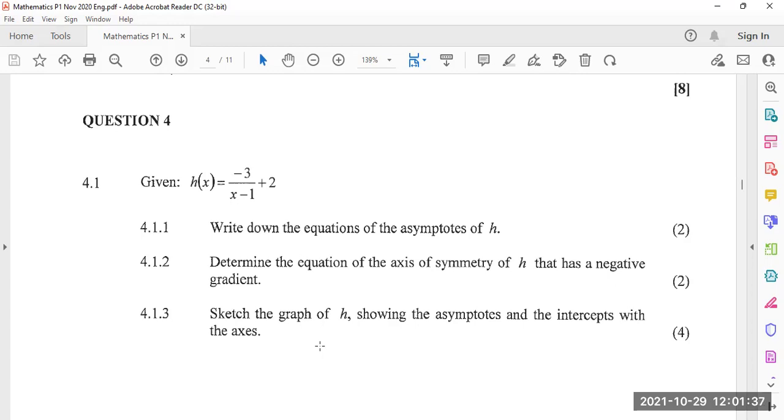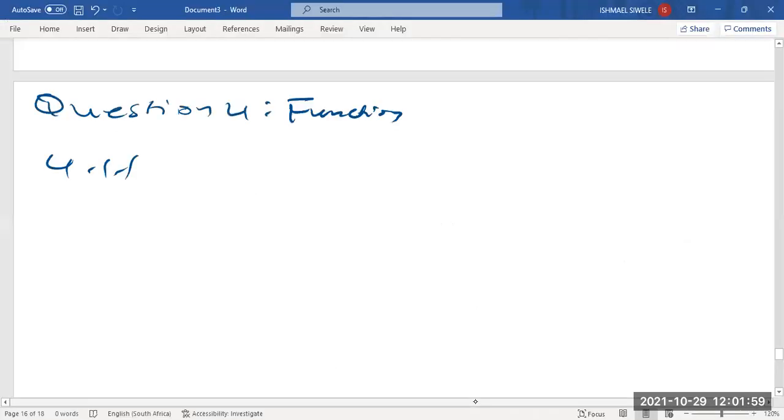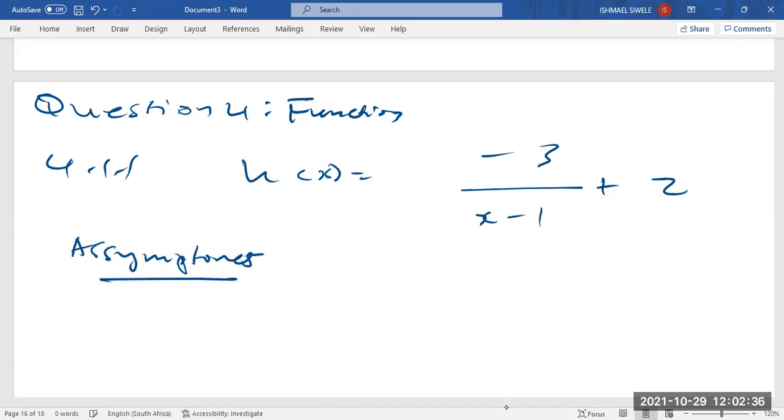So what is it that they are asking here? Write down the equation of the asymptote of h. They want you to write the equation of the asymptote of h. For 4.1.1, you know that h of x is equal to negative 3 over x minus 1 plus 2.